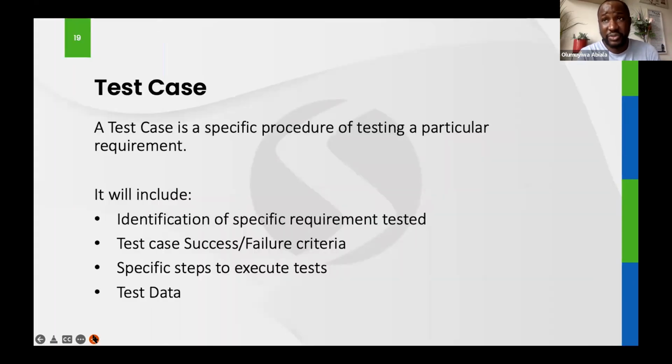So I've spoken about the test case, which is part of the software testing lifecycle. A test case is a specific procedure of testing a particular requirement. It involves identification of the specific requirements tested. If the test case is to test a blue dress in a basket, you need to identify the requirement. The specific requirement is a blue dress: blue is the color, dress is the design, and the size is 12. All these things that meet a specific requirement, we identify within our test case and write them down as our acceptance criteria.